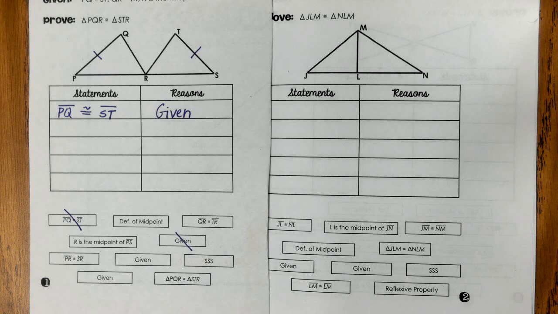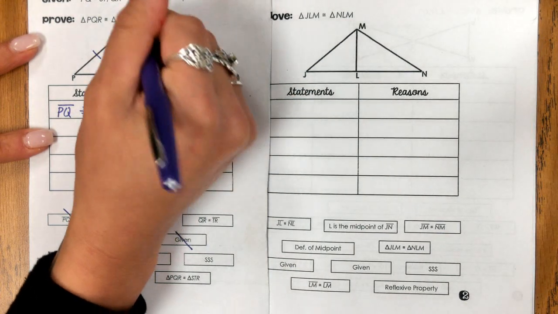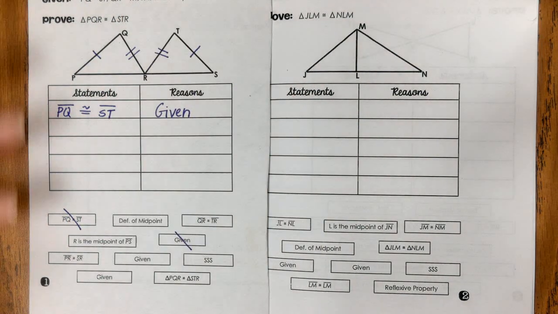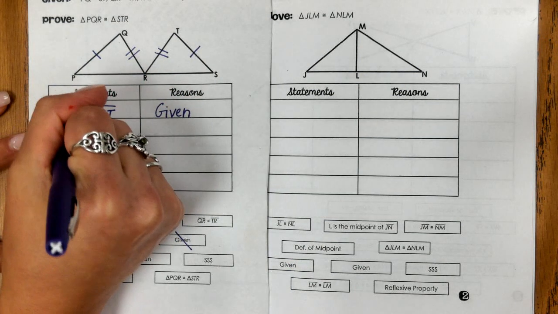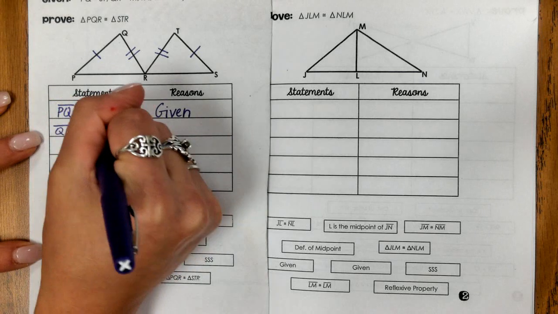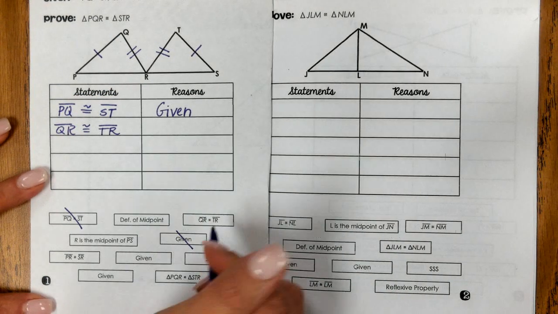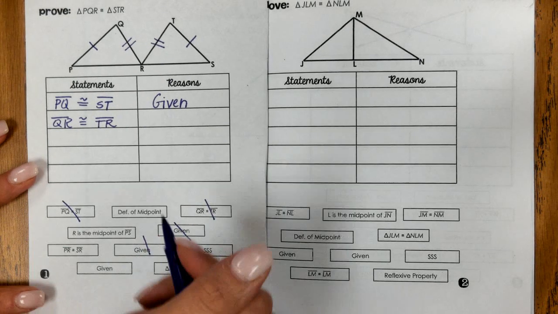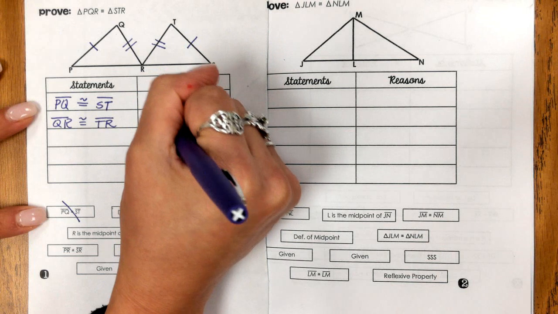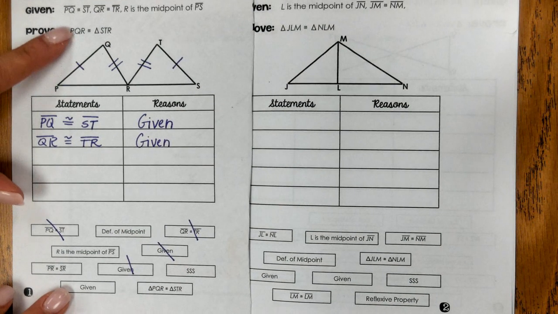Alright, so the next piece of information is that line QR is congruent to line TR. So I'm going to give them a different congruency marking. I'm going to mark it out on the bottom because we're using it, and I'm also going to mark out given. Because again, that is given at the top.